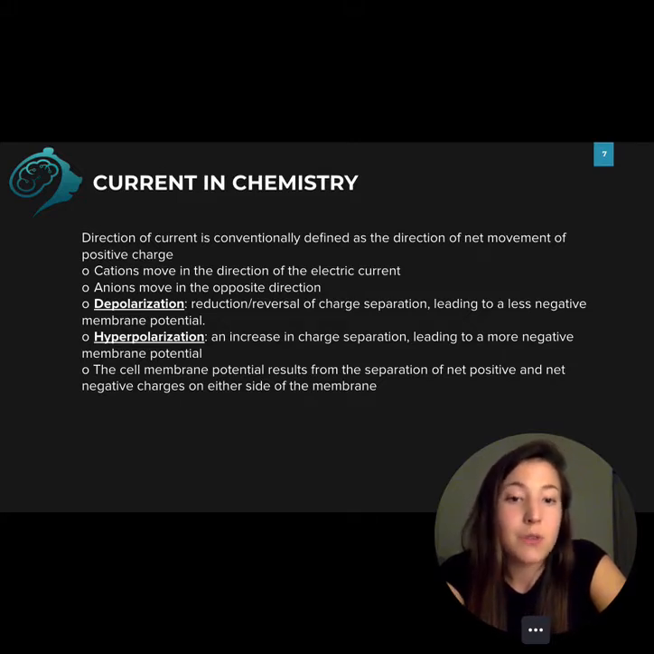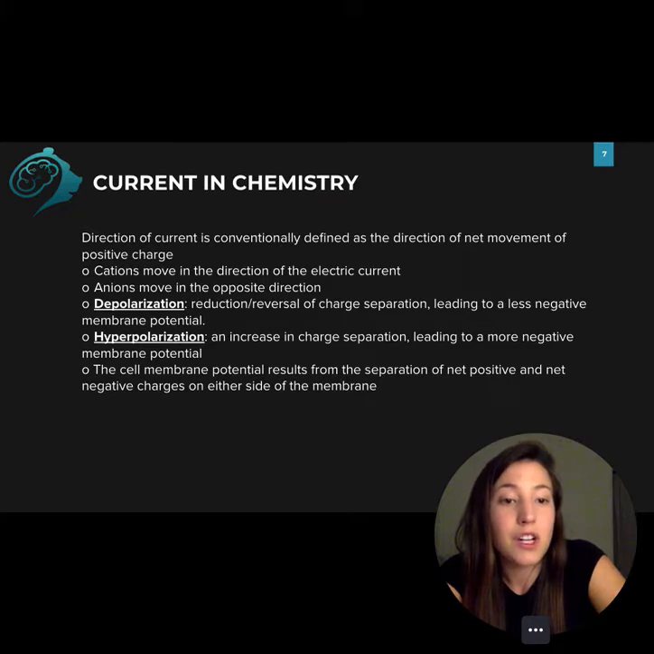Like I said before, the direction of current is defined as the direction of positive charge. So in terms of chemical molecules, these will be cations. Cations are positively charged molecules, and so of course they will move in the direction of electrical current. Anions, being negatively charged molecules, will move in the opposite direction.